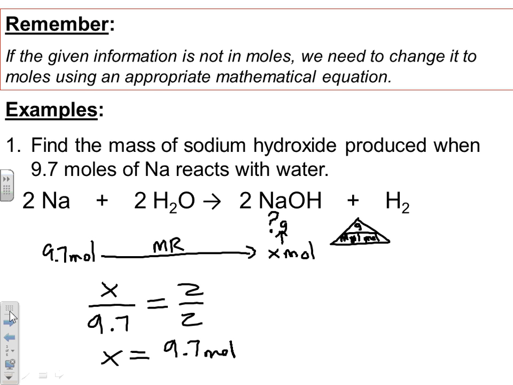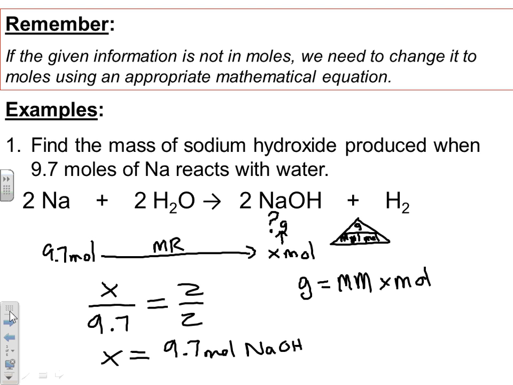9.7 moles. Excellent. Moles of what? What is this moles of? NaOH. It's right below it. NaOH. I want to find grams. Covering up the grams, right? Grams is equal to molar mass times moles.